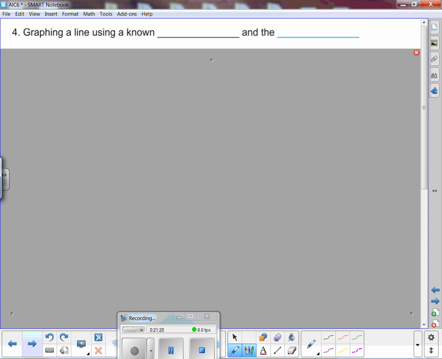All right, on the back. Graphing a line using a known point and the slope.